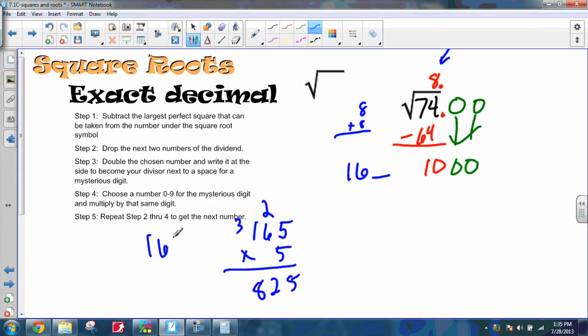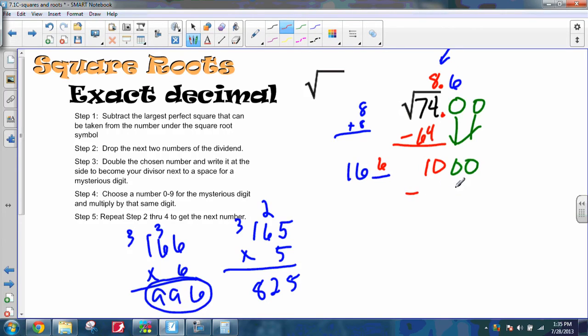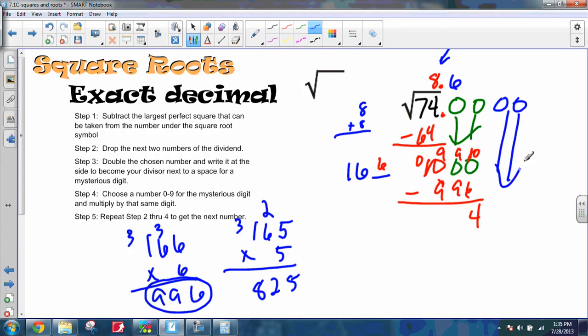Well, let's try one more. 166 times 6. So that's 36, 39, and 9. So this is the closest we're getting to 1,000. So the next digit is 6. So we're minus 996, and that leaves us with a remainder of 4. So now we need to repeat the process. So we're going to drop the next two digits, and that turns this 4 into a 400.